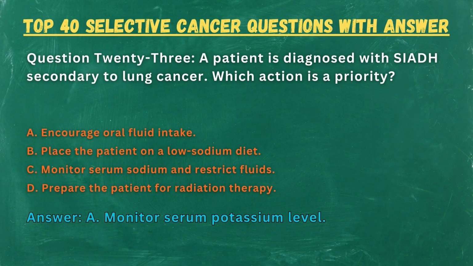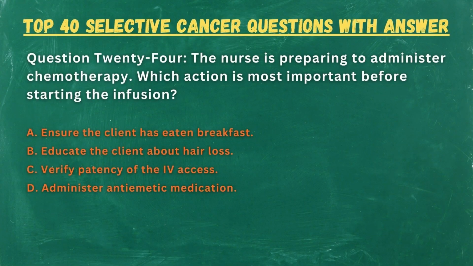Answer: C. Monitor serum sodium and restrict fluids. Question 24. The nurse is preparing to administer chemotherapy. Which action is most important before starting the infusion? A. Ensure the client has eaten breakfast. B. Educate the client about hair loss. C. Verify patency of the IV access. D. Administer antiemetic medication.